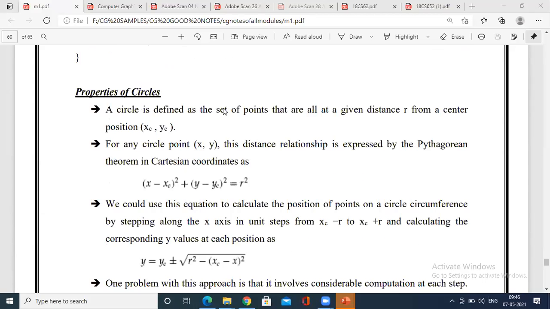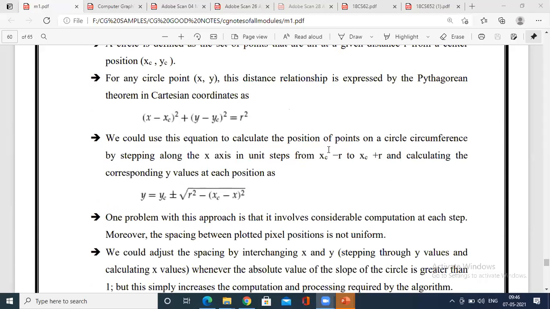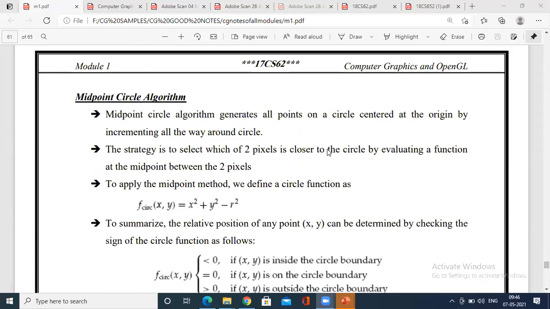Now let us go to the circle properties. A circle is defined as a set of points with the radius r. A fixed radius will be there for any circle. So we have the Pythagorean theorem. In another simple manner, let me go to one more circle. These are all the properties of a circle.